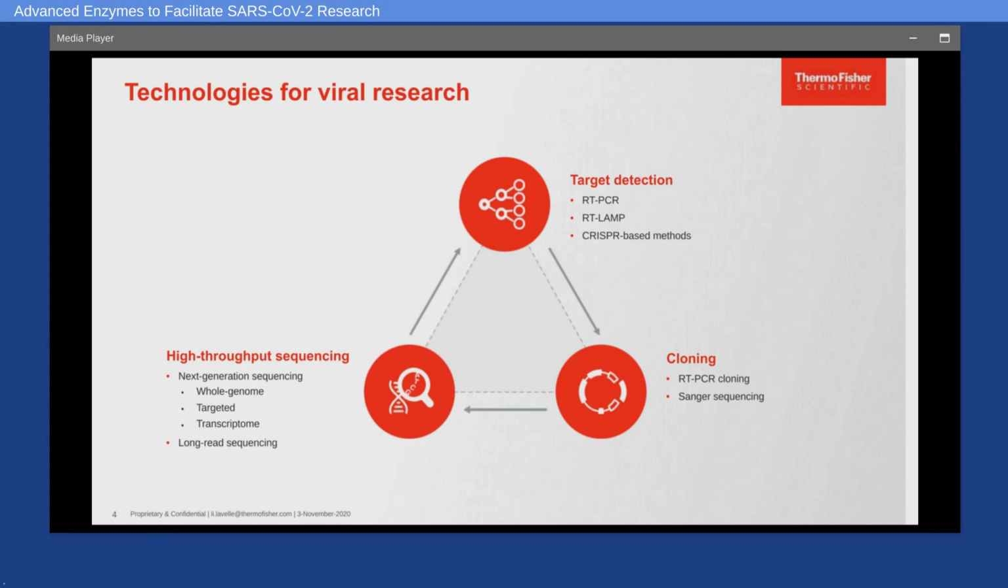For high-throughput sequencing, NGS is the dominant method, with flexible strategies. For example, the researchers can choose to use whole genome or targeted sequencing or whole transcriptome analysis. Other than that, single molecule long-read sequencing, such as nanopore sequencing, has also gained popularity in virus research. I will share more in the later slides. Cloning has been used in many applications that involve RT-PCR, Sanger sequencing, and a number of cloning techniques.